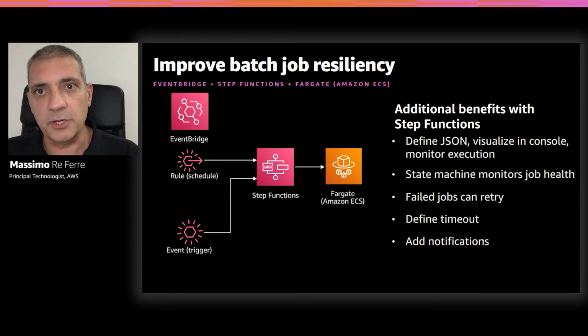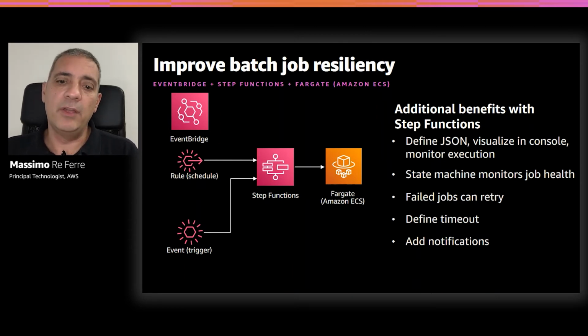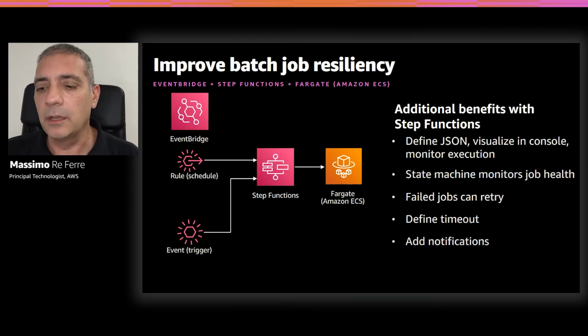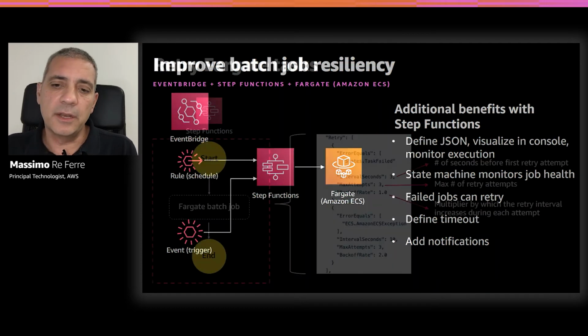For example, retry logic. So you can say, run this task at this time, and maybe have logic inside Step Functions, which is kind of an orchestrator, if you will, that says, if that job failed, retry running it, maybe up to 3 times, and then report that the job has failed, for example. You can also define timeouts and add notifications. And basically, you can create a little bit of programming logic around that event, between that event and the task actually running on Fargate.